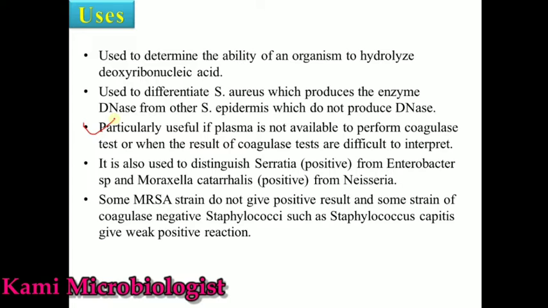If we do not have plasma for the coagulase test, we mostly perform the DNase test media. Moreover, the coagulase test can also give a false result. That's why using this test it can give an accurate result. Next, we can also use this test for the identification of Escherichia, which is DNase positive, and Enterobacter, which is DNase negative. We can also use this test for Moraxella catarrhalis, which is positive, and Neisseria, which is negative.